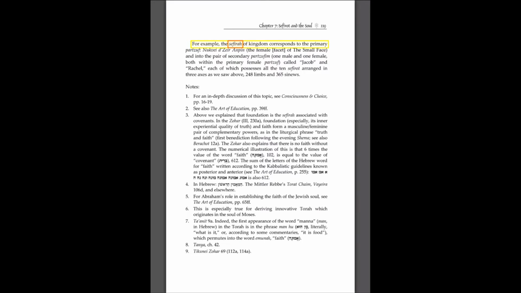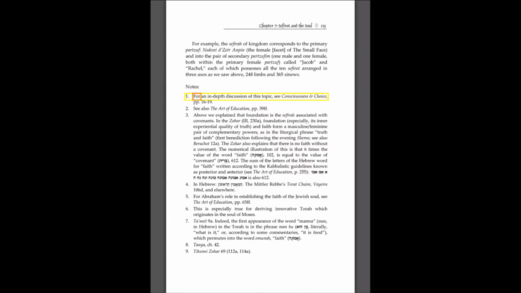For example, the Sefirah of Kingdom corresponds to the primary Partzuf, Nukva d'Ze'er Anpin, the female facet of the small face, and into the pair of secondary Partzufim, one male and one female, both within the primary female Partzuf, called Jacob and Rachel, each of which possesses all the 10 Sefirot arranged in 3 axes as we saw above, 248 limbs and 365 sinews.